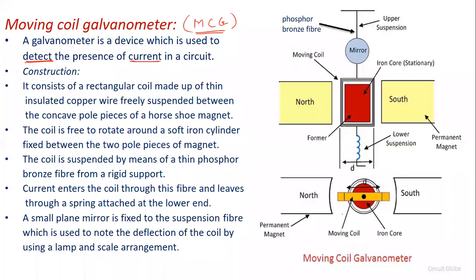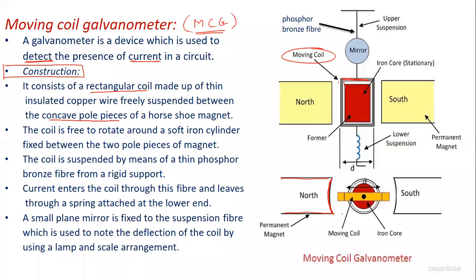Now let's see the construction. It consists of a rectangular coil. You can see this coil. So this is the rectangular coil, and this coil is moving between the two poles, so it is called a moving coil galvanometer. It is made of thin insulated copper wire freely suspended between the concave poles. Concave means this type of pole. You can see in the second diagram, this is a concave pole. So it is freely suspended between two concave poles of a horseshoe type magnet.